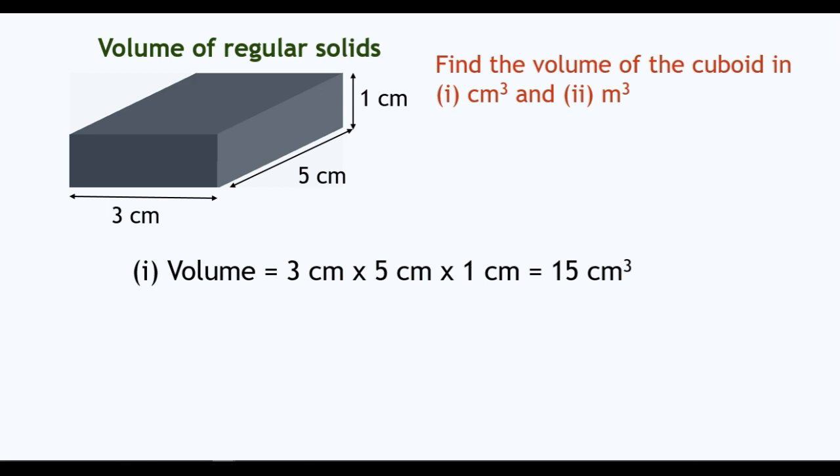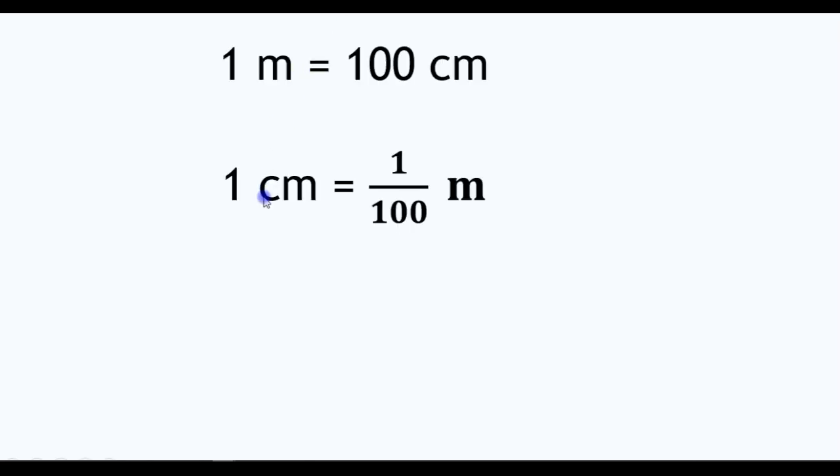Now for the second part, we are asked to find the volume in cubic meters. This means that we need to multiply the dimensions and they should be in meters. So we need to convert the dimensions from centimeters to meters. So how do we convert a length from centimeter to meter? Recall that 1 centimeter is equal to 1 meter divided by 100.